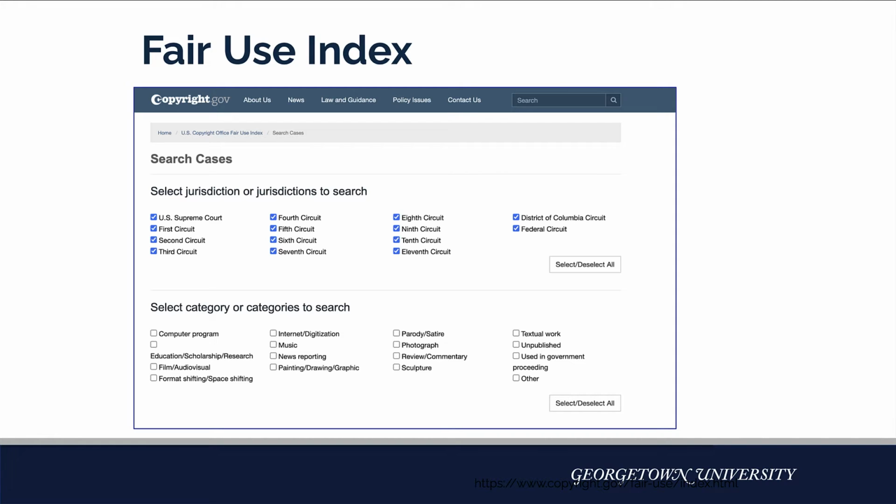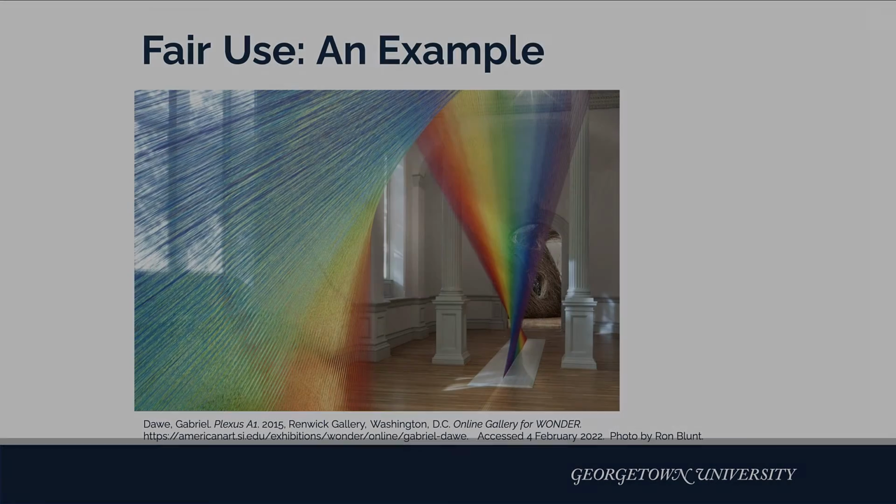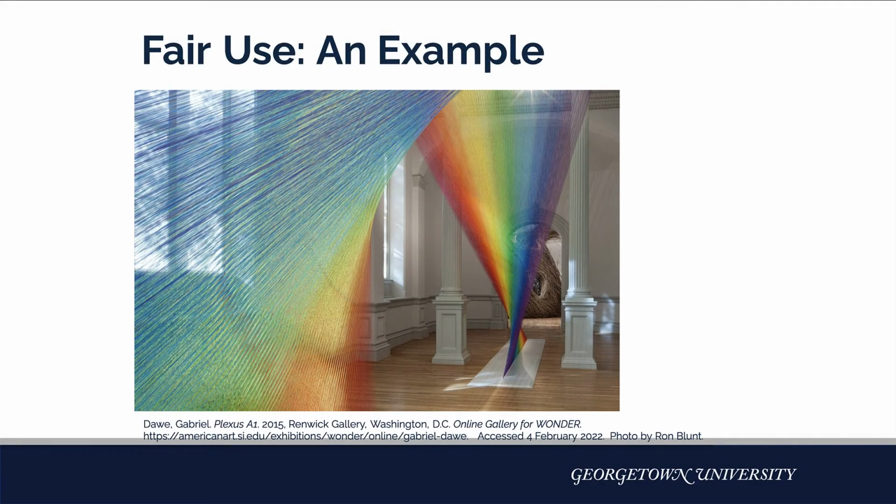Here, you can browse or search for judicial decisions reviewing the limits of fair use. Here is an example of an image that I might want to use if I were writing an article about the use of space and color in contemporary art. To determine if my use is fair, I would need to evaluate each of the 4 factors using the specific facts about my use. To conclude this section on fair use, we will look at the pros and cons of using fair use.